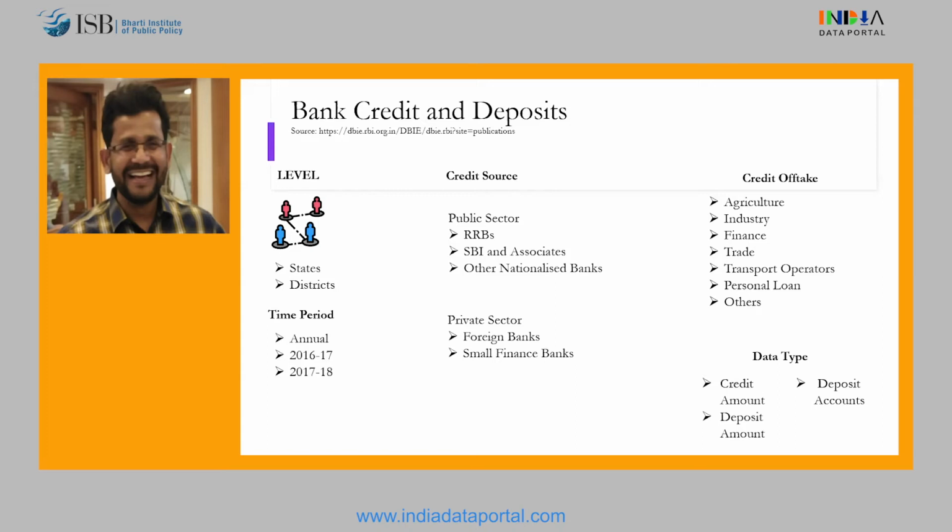We are also trying to go back, including more information about the credit and deposits with various sectors. This covers credit offtake from agriculture, industry, finance, trade, and transport operators. Agriculture is just one of the components, but when you find time series data for the last 10-15 years about bank credit to different sectors, that would be more useful for making a correlation of credit with respect to production or productivity. That's why bank credit and deposit is quite important for this purpose.